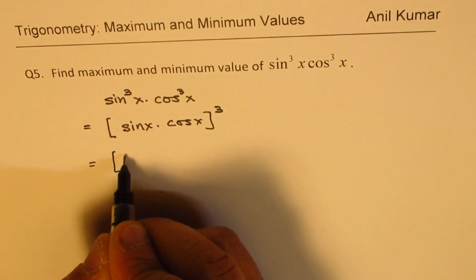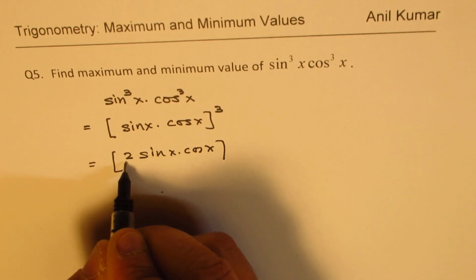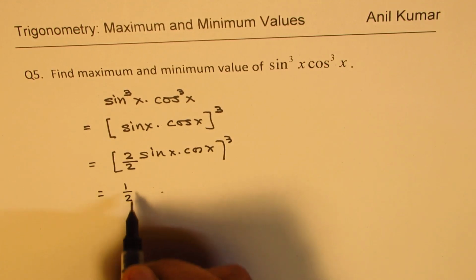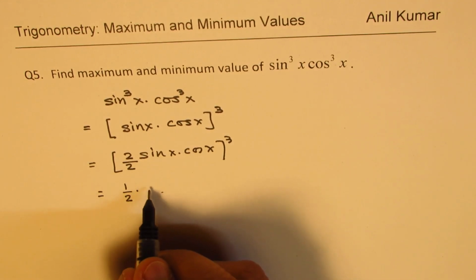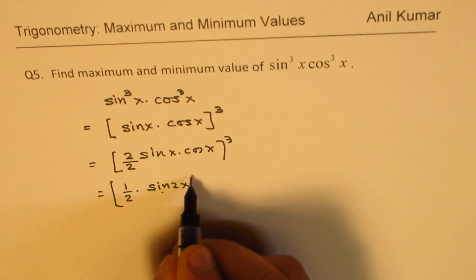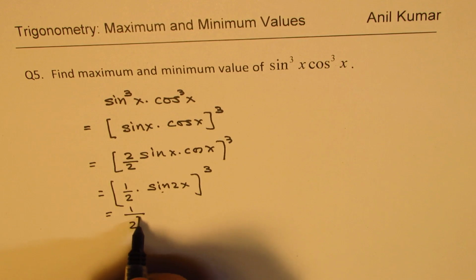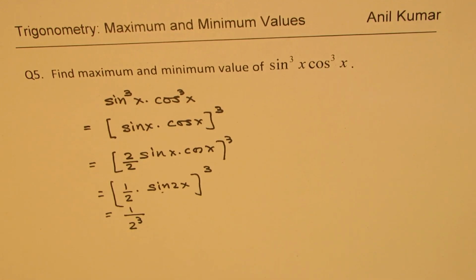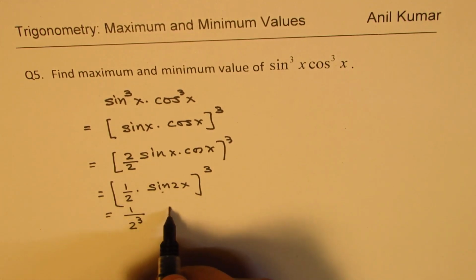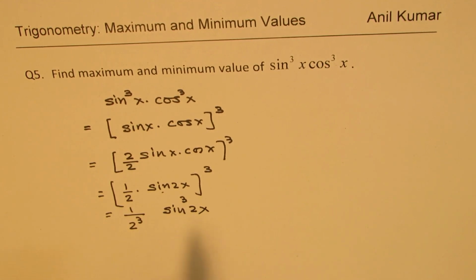Now we know we need actually 2 sine x cos x. To get 2, I have to multiply and divide by 2, right? So that means we have 1 over 2, right? And we have 2 sine x cos x, which could be written as sine 2x, and everything is cubed, right? So what you get here is 1 over 2 cubed. Do you see that? So last time we got 1 over 2 squared. So the power, if it is 3, 4, 5, is the same power here on 2. And we get cube of sine 2x. You get an idea.